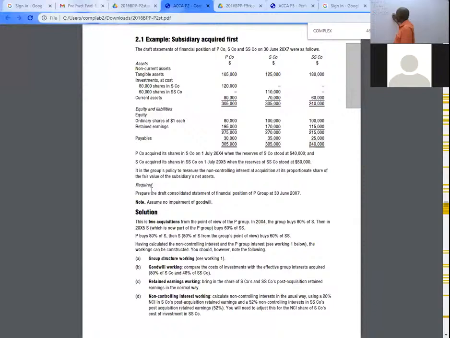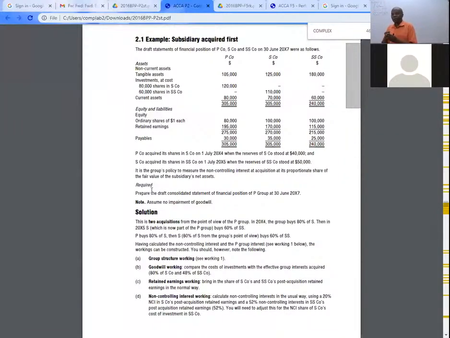Now, ladies and gentlemen, because now we have got a power of controlling these 2 entities, when it comes to PPE, what do we do? Everything is ours, the economic entity model. So we consolidate 100% line by line. We are adding. So in this case here, the parent has 105 plus the first subsidiary has got 125, plus the second subsidiary has got 180. Don't say equals. Later on, we shall be doing adjustments.